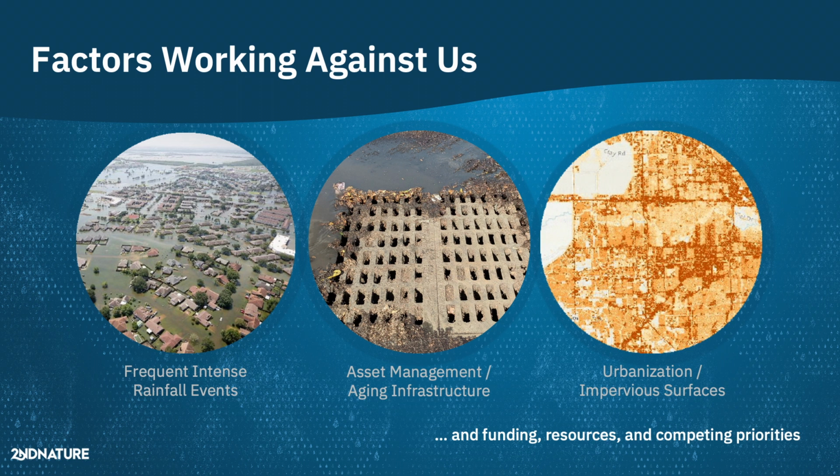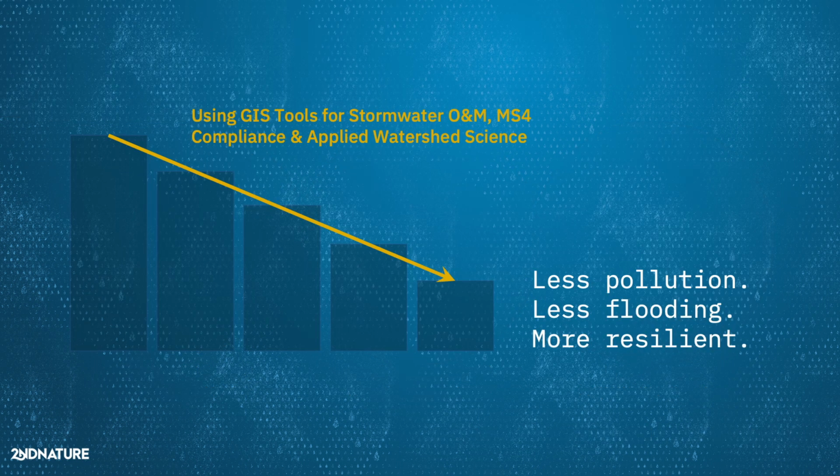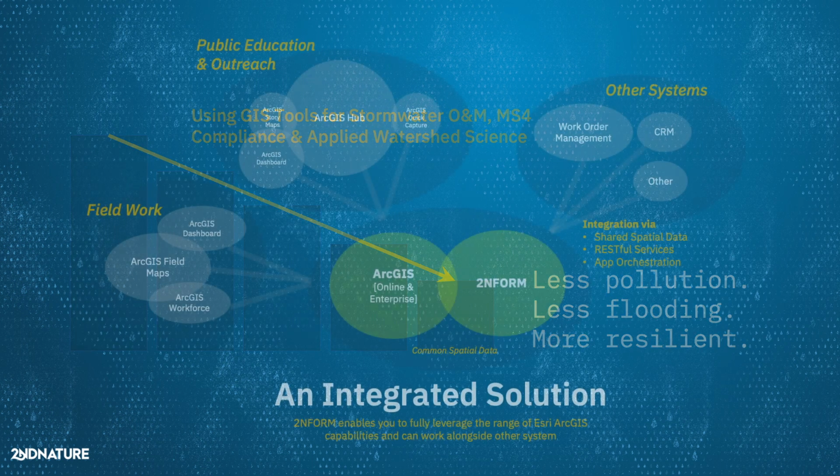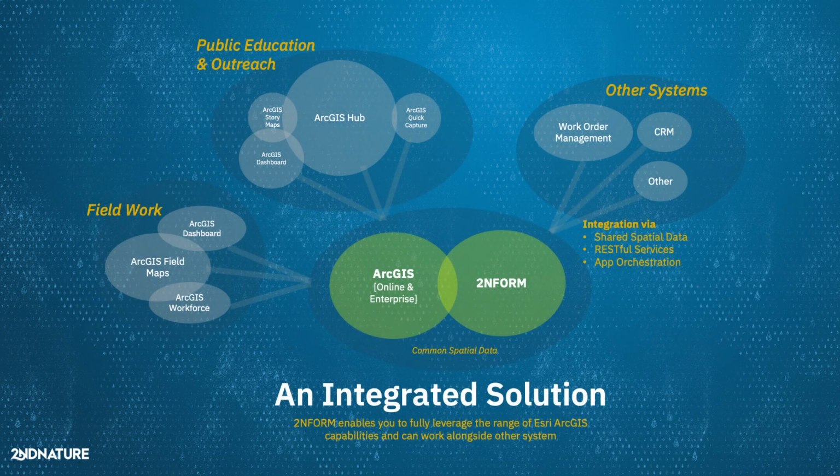I'd say last but not least, we face an urban environment that has a lot of concrete, so we're trying to manage that. Probably like you, our sense is that leveraging GIS tools for stormwater O&M, MS4 compliance, and applied watershed science would actually help communities like yours reduce pollution, reduce flooding, and become a more resilient environment for your citizens.